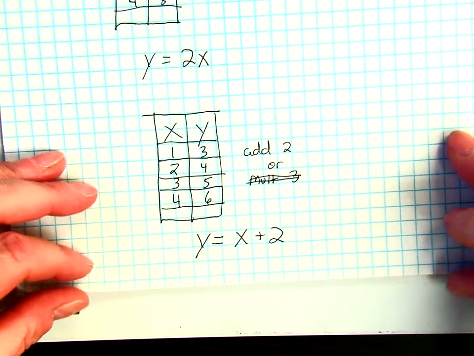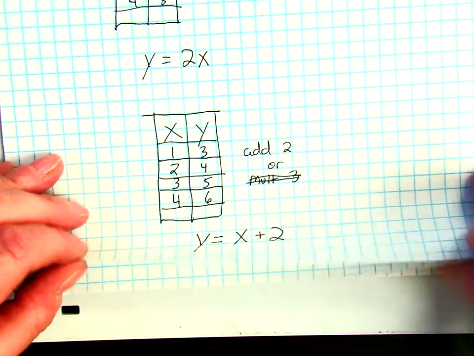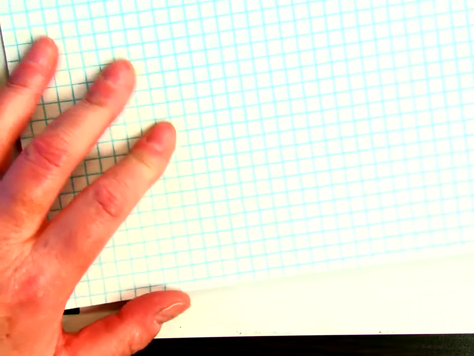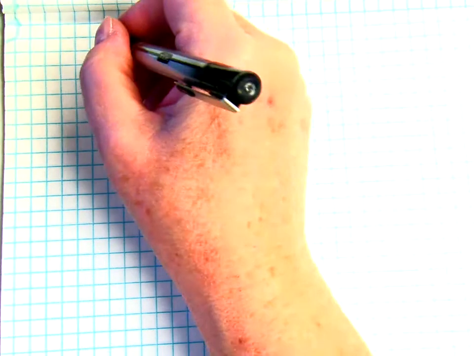Okay, so hopefully we have a good idea of what we're doing there. Now let's look at some words and actually making some expressions from the words that we are reading. So we have a carpenter who is buying finishing nails by the pound.